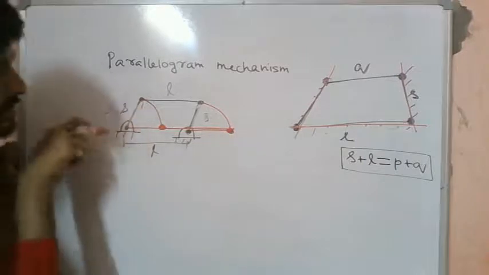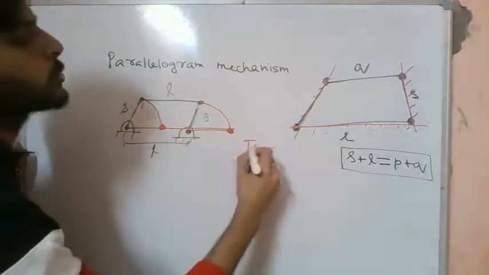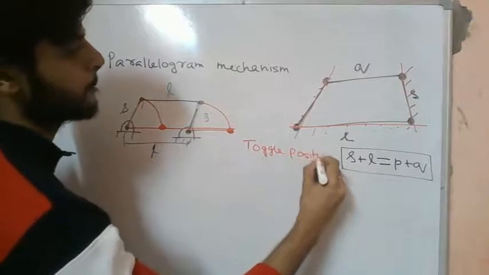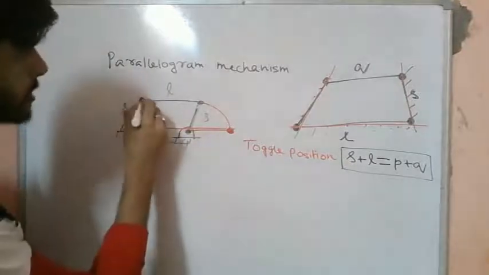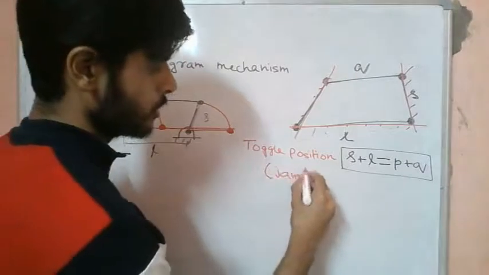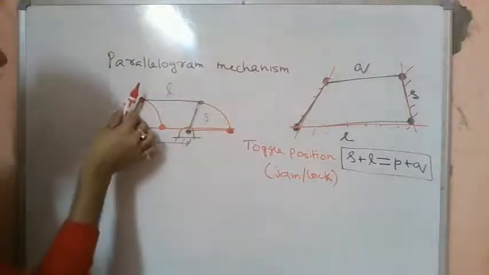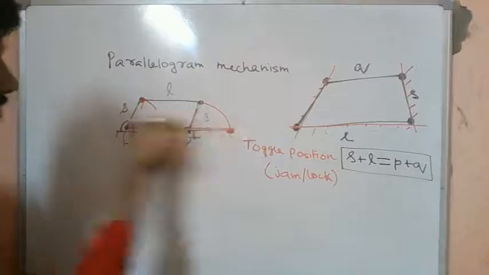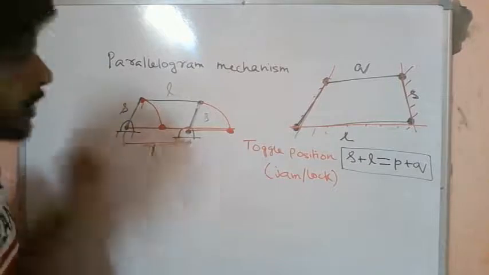In this case, all four links are lying along a single line, right? This is what we call a toggle position. In such a case, what happens? This mechanism gets jammed or locked. This link rotates like this, and this link also simultaneously rotates, and all the links come in a straight line, and in such a case no input torque can be transmitted.